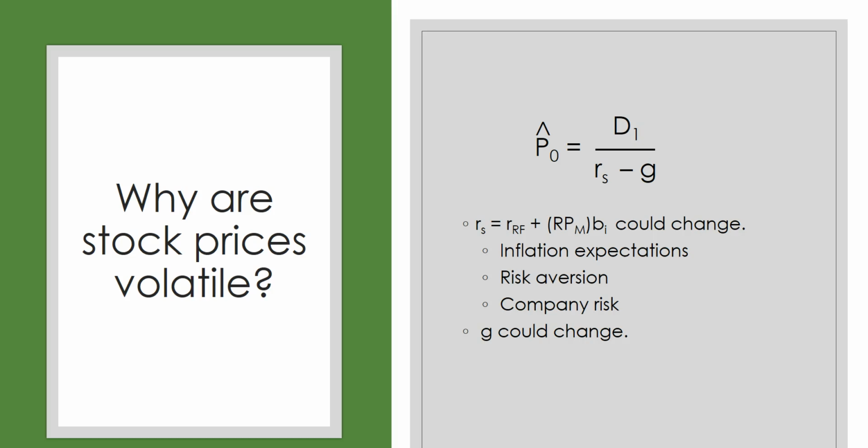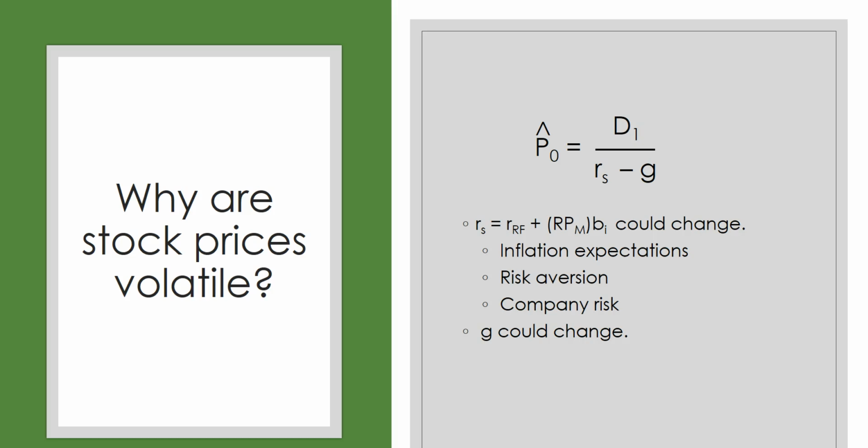So first up, let's talk about why stock prices are so volatile. When we're determining the intrinsic value of a stock, that intrinsic value is dependent upon several different inputs, and those inputs can change. So let's look at the Gordon model, for example. It says that the value today is equal to the next dividend received divided by the required return minus the growth rate. So there, our growth rate could change.